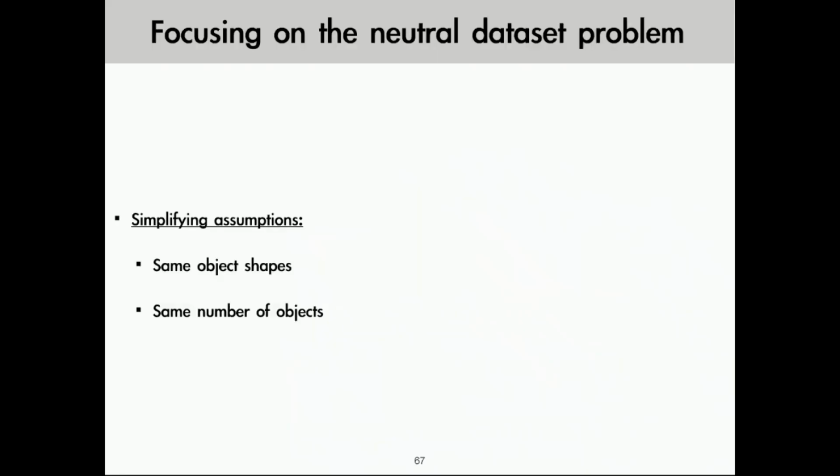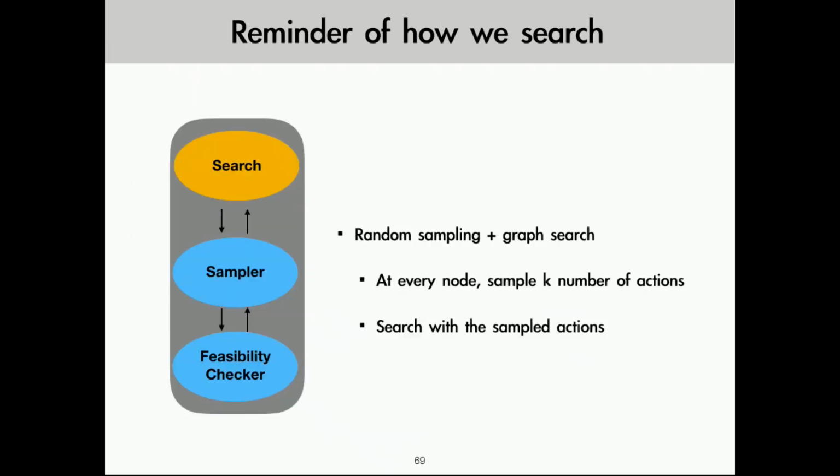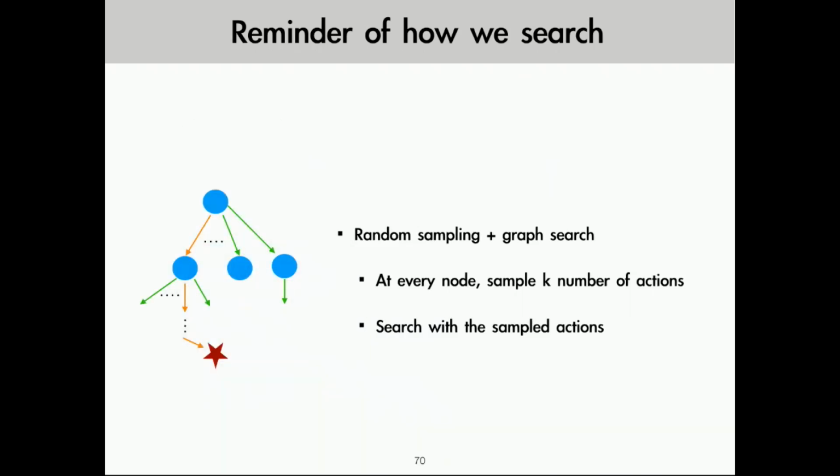And in order to focus first on the neutral data set problem, I'm going to make some simplifying assumptions, which are that we have the same object shapes and the same number of objects. These assumptions free us from the representation problem, because we can now represent a problem instance with a vector. And just a reminder of how we search: as we said, we're going to do random sampling plus graph search. So at every search node, we're going to sample k actions, and then we're going to search with the sampled actions. And as I said, as a training data set, we get this kind of search tree.